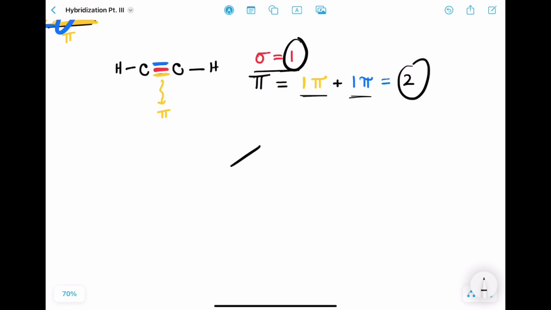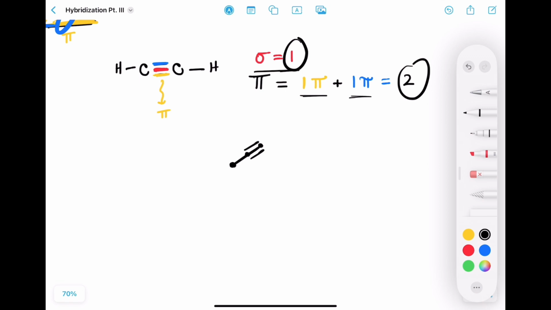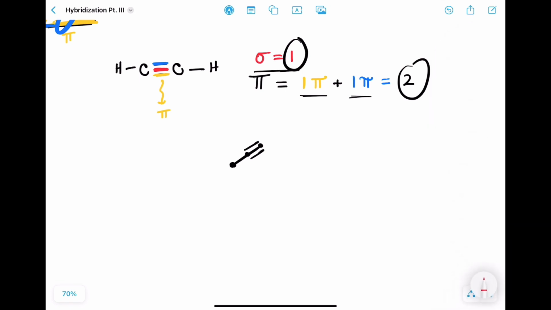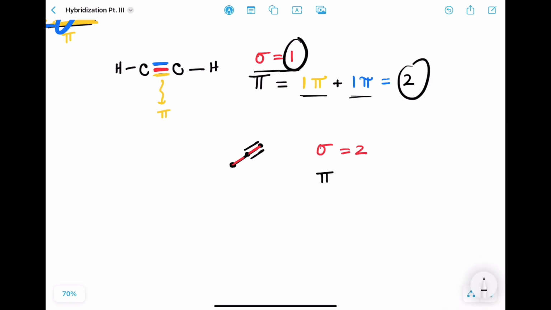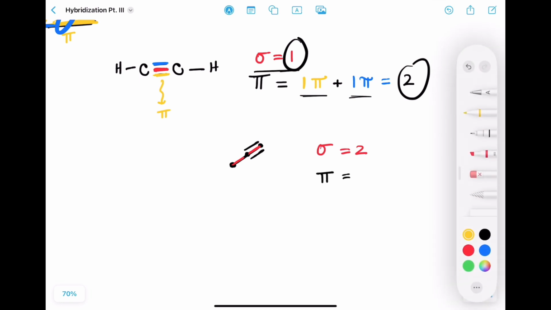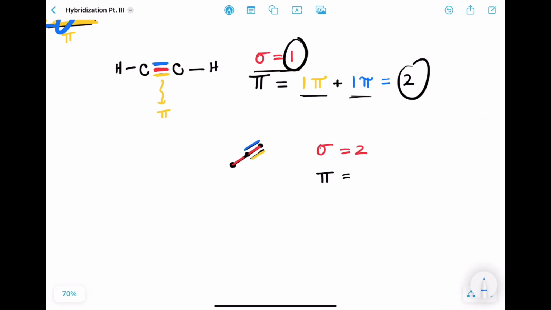Getting a little sloppy with my drawings. There we go. All right, so we have 3 carbons here. And now let's take a look. We have how many sigma bonds? Well, we have a sigma bond there, and then we also have a sigma bond there. So we have 2 sigma bonds. How many pi bonds do we have? Again, we have 1 pi bond here, and then another pi bond there for a total of 2 pi bonds.